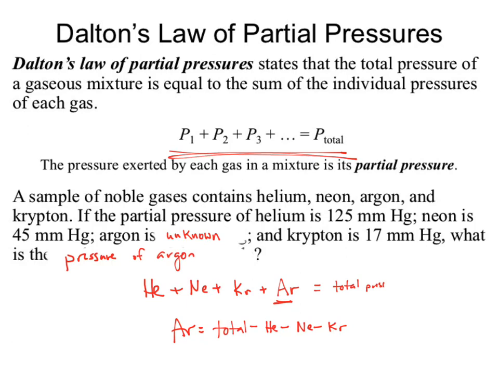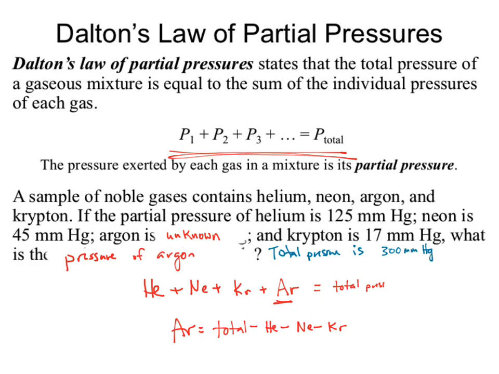It wasn't given. Okay, so on a test question, what would I have to add? The total pressure is, let's pick a number that clears all of these. I didn't want to do math. That was the problem, actually. 300 millimeters mercury.